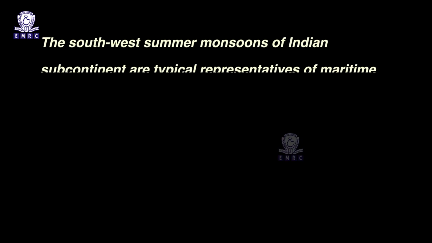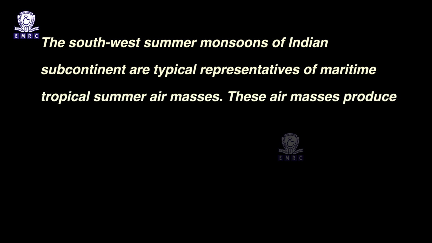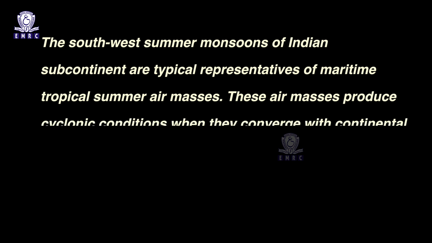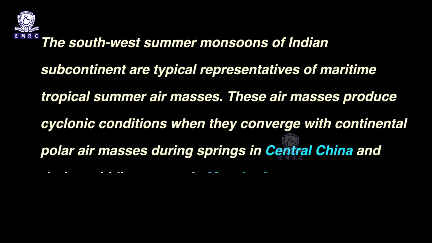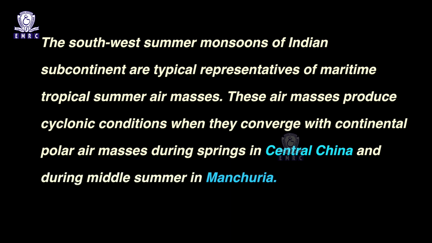After originating in the southern oceans, they move north and northeastward, and after entering the mainland, they are heated from below by the warm ground surface, and hence they become unstable and convectional currents are produced. The southwest summer monsoons of the Indian subcontinent are typical representatives of the maritime tropical summer air masses. These air masses produce cyclonic conditions when they converge with continental polar air masses during the spring in central China and during mid-summer in Manchuria.